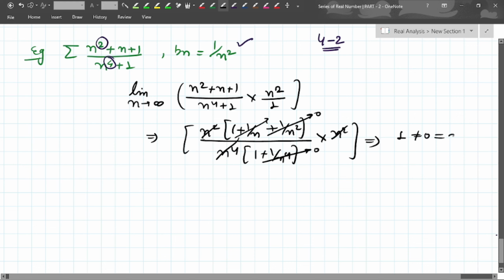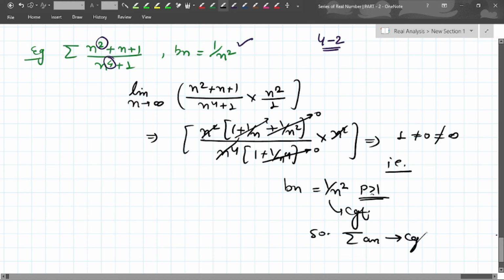So it is not equal to 0, not equal to infinity. It means that whatever my bn here, that is 1 upon n power 2, with p greater than 1, is of course convergent. So my series an is also convergent. This is the concept of this particular topic.